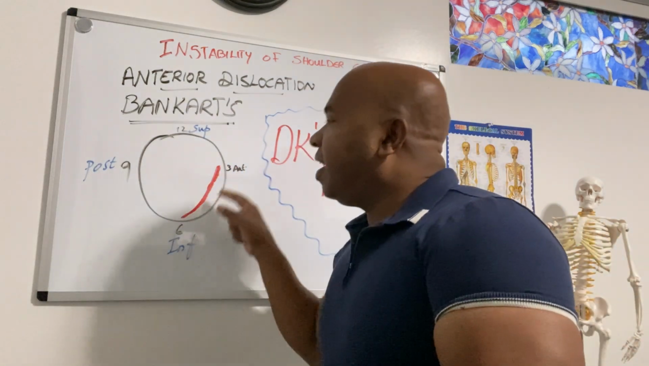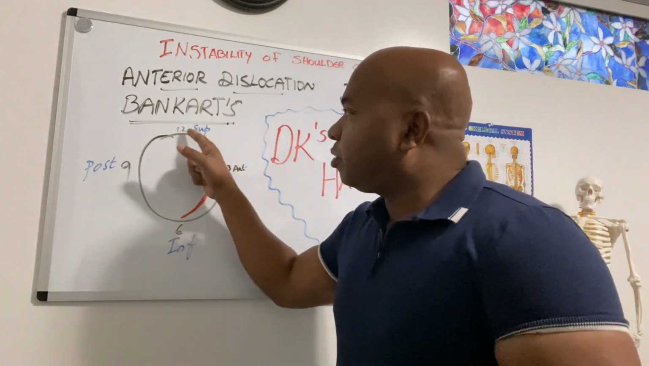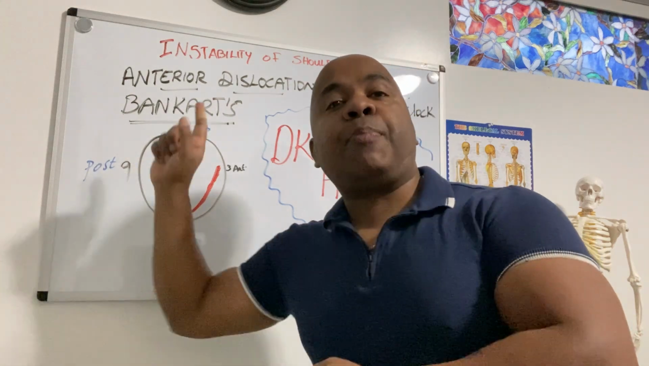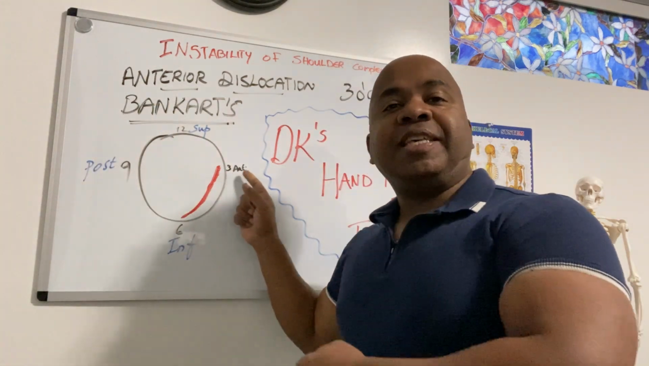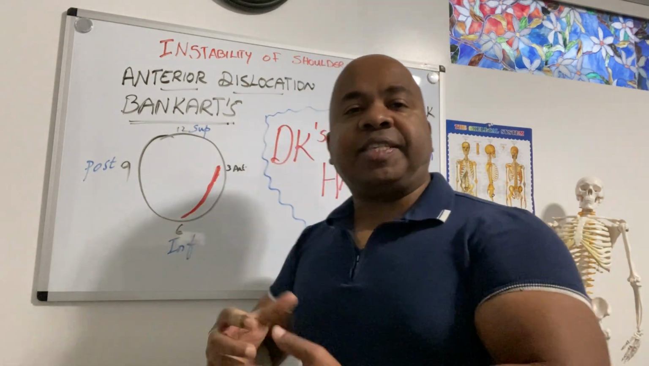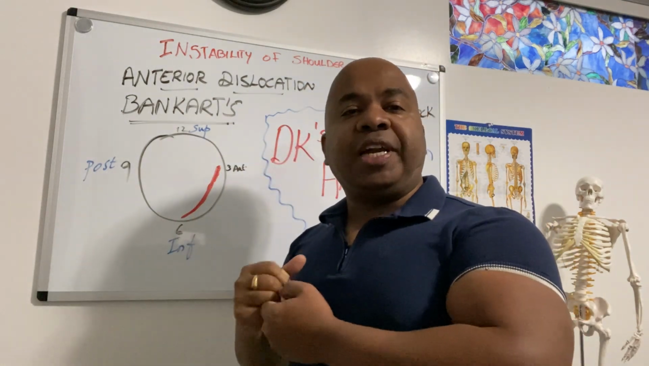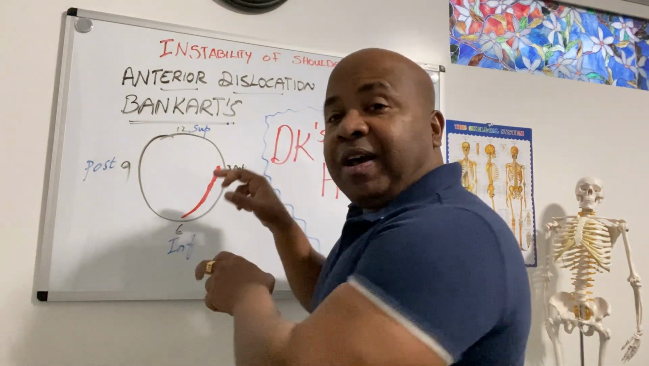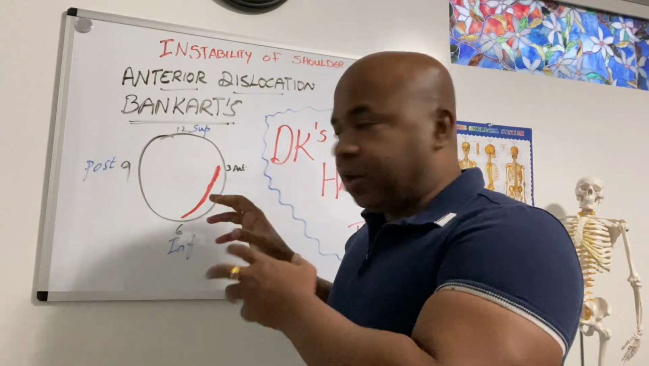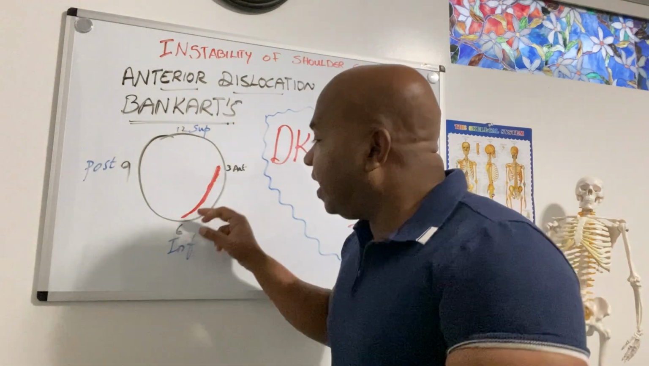Imagine the shoulder joint as a clock. In the clock, 12 o'clock is the superior aspect, 6 o'clock is the inferior aspect, 9 o'clock is the posterior aspect, and 3 o'clock is the anterior aspect. So in case of a Bankart's lesion, the injury is happening at the anterior inferior aspect of the glenoid labrum. Imagine it as a clock. The injury is happening between 3 o'clock and 6 o'clock.